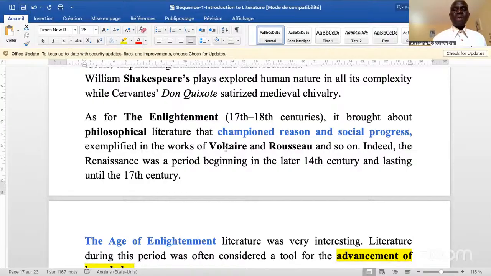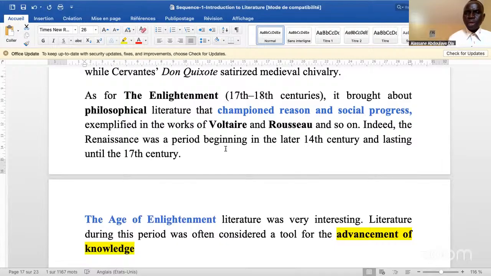Now when we talk about the Enlightenment, le siècle des Lumières, the Enlightenment happened from the 17th to the 18th centuries. So it brought philosophical literature that championed reason and social progress, exemplified in the works of Voltaire and Jean-Jacques Rousseau, and so on. The Enlightenment means le siècle des Lumières. So here, this literature brought about philosophical literature, and it championed reason and progress.